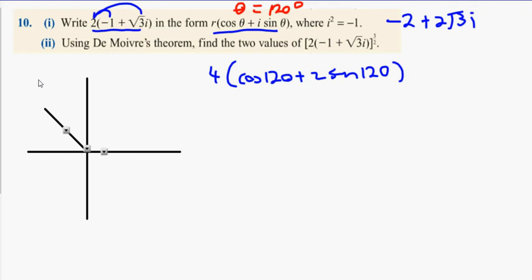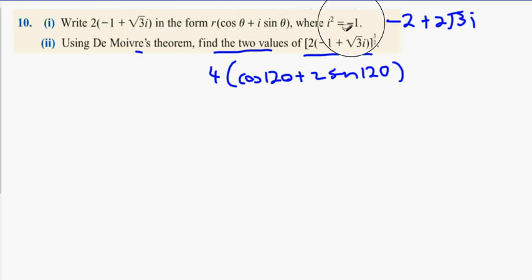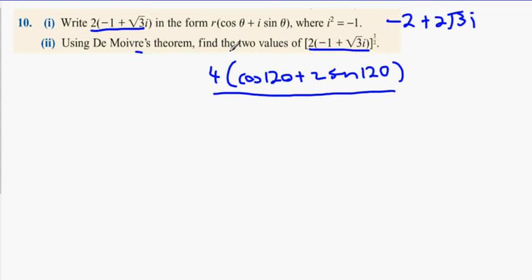Okay, and once all that's done, what we're going to be doing next, using De Moivre's theorem, is find two values of this here. Now, what we can see from the question is that this complex number in here is the same complex number as this one here. So find two values would mean z squared, because there's two different answers.